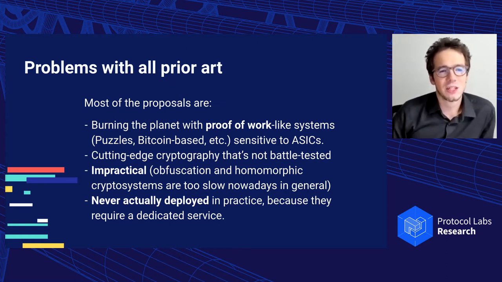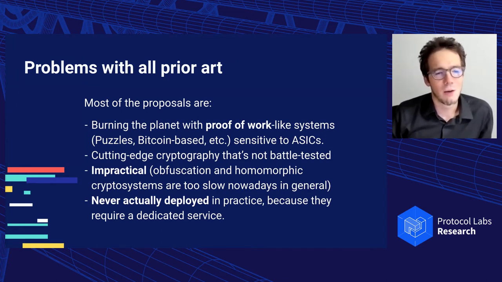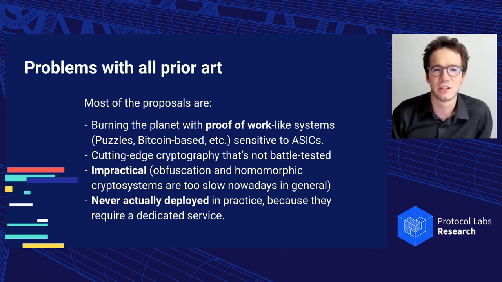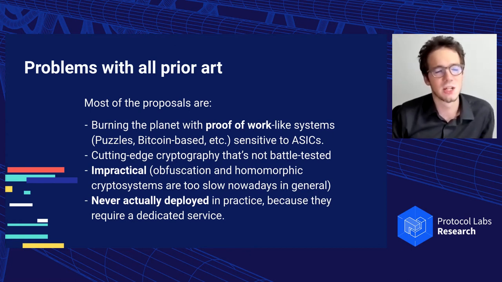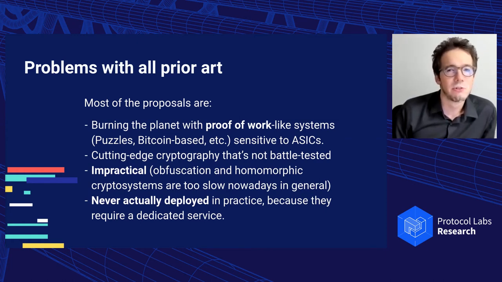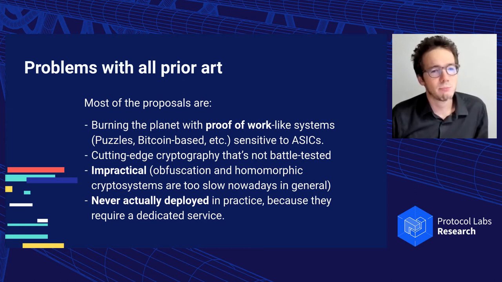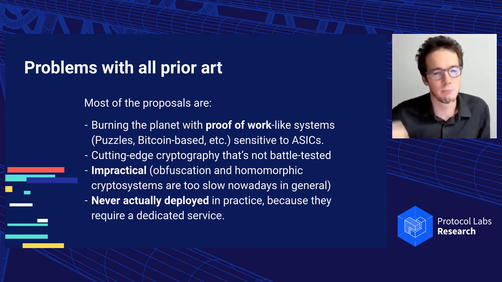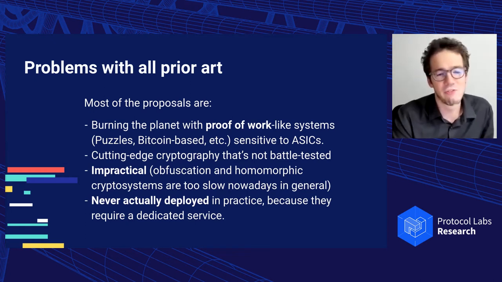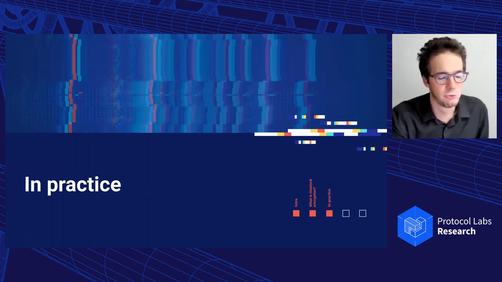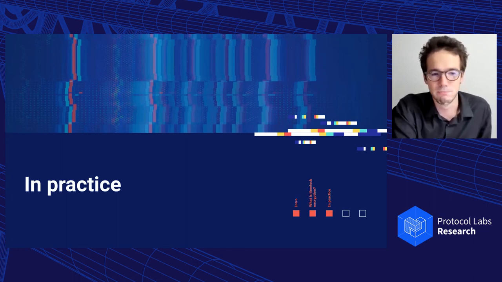Some of the other proposals are using cutting edge cryptography, like assuming obfuscation or assuming some other stuff that is not so practical. And so we come to that impractical point. Obfuscation and homomorphic crypto systems in general are way too slow nowadays, right? So maybe we'll get there at some point in the future, but currently it's not very practical. And also all of them are not actually deployed in practice. I mean, there are some proofs of concept using Bitcoin. There is another paper from 2029 that was saying they would be providing an open source implementation and also a public service to be able to do time lock encryption using that service, but they never provided it. So none of them were actually deployed. So that's how we came to look into implementing and providing a service that would be live. And that's what we did actually.